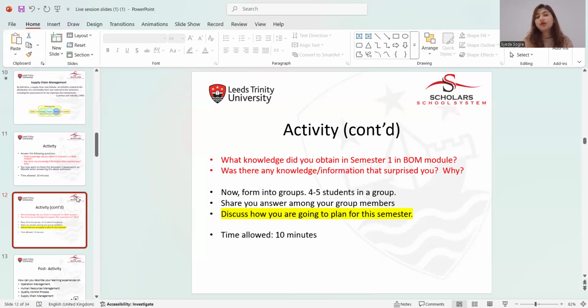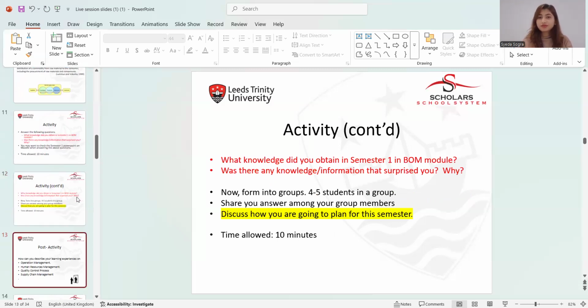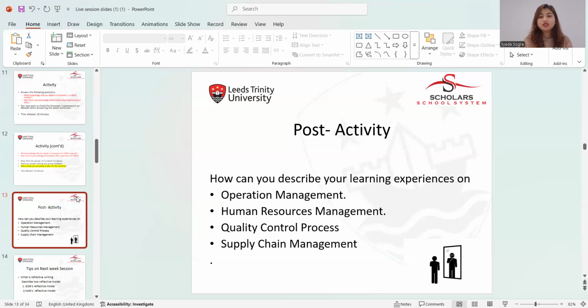Following up with the activity, we have another one. They can do it as a group or they can do it individually and discuss how they can plan for this semester, how they can develop their learning for this semester. Then we have a post-activity to describe the learning experience on operation management, human resource management, quality control process, and supply chain management.